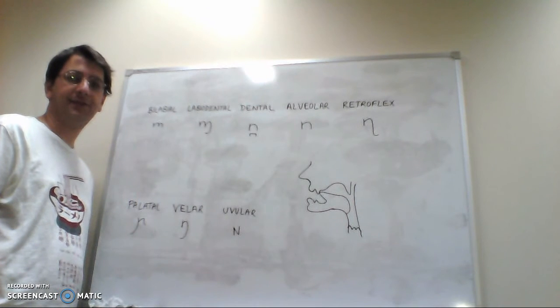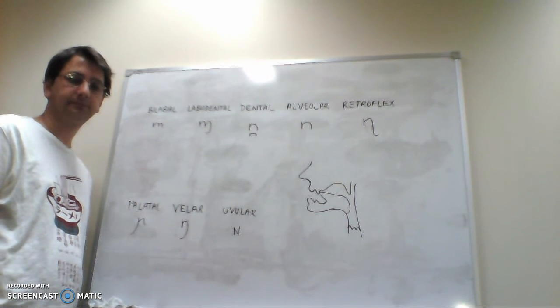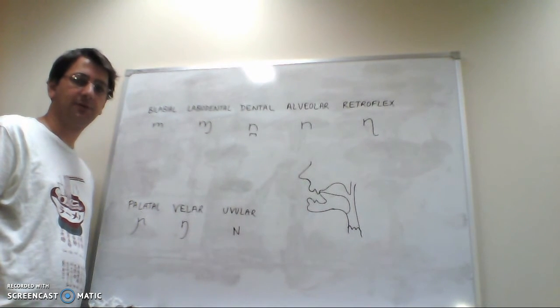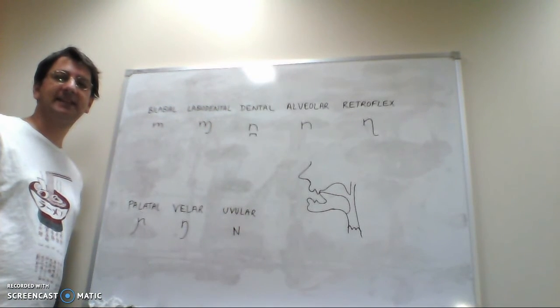Next we have the dental. You have to touch the inner surface of your upper teeth with your tongue tip. So that goes na, anna, an.